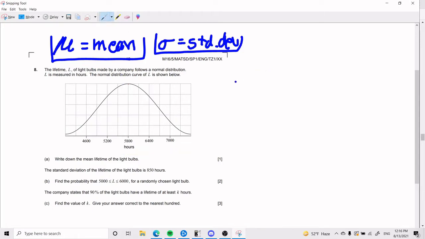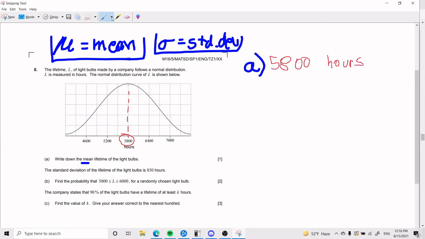And so for part A, we need to write down the mean lifetime of the light bulbs. Now in any normal distribution, the mean is always going to be the number that is straight down the middle. Okay, so easy peasy, we can literally just write down 5,800 hours and we're good to go.